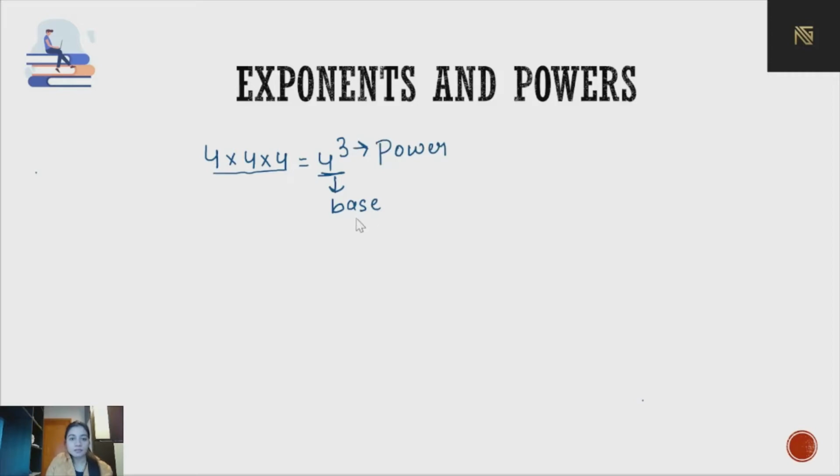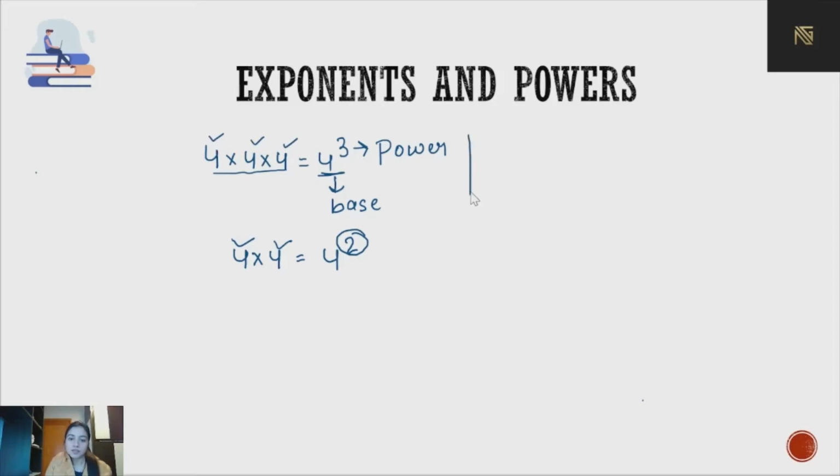In the same way, if I am writing 4 times 4, then in exponential form, we can write it as 4 to the power 2. Here this power represents how many times 4 is repeating itself. For this case, 2 times, and for the above case, 3 times.